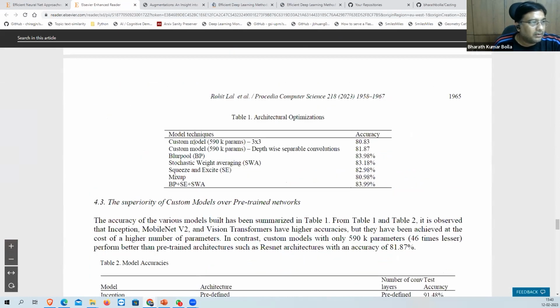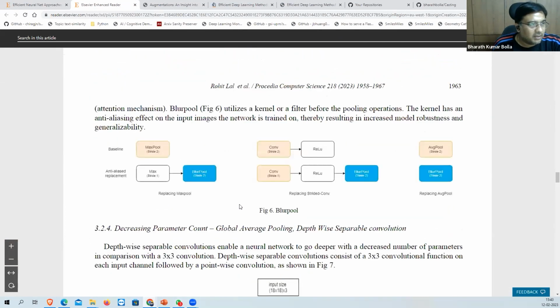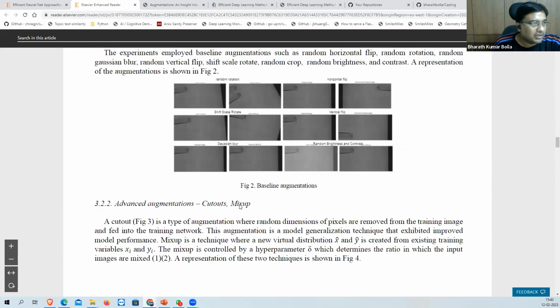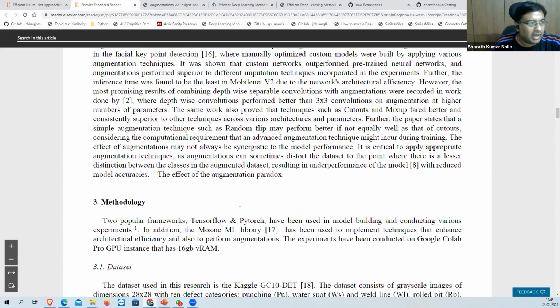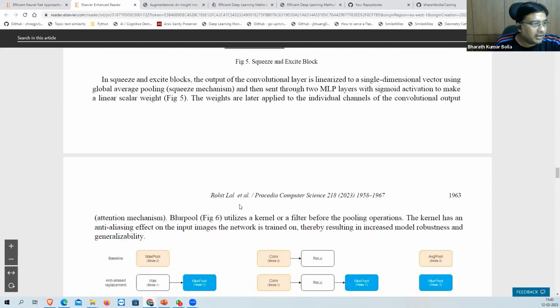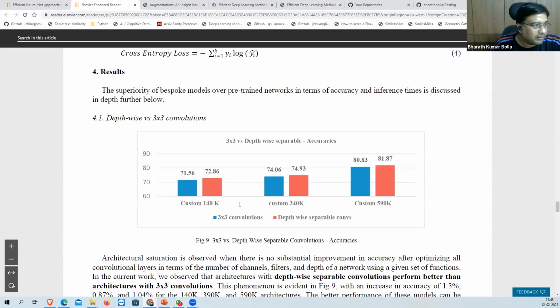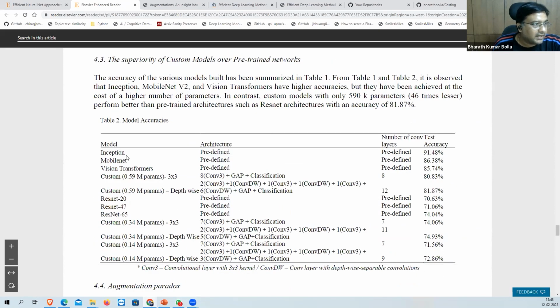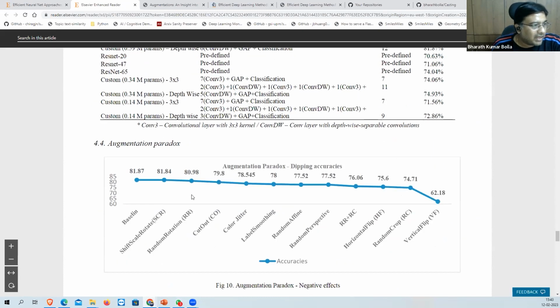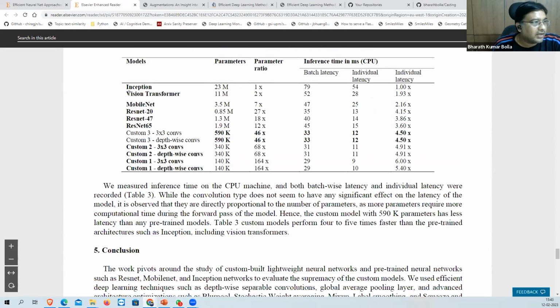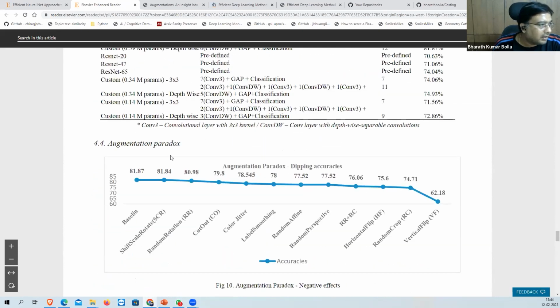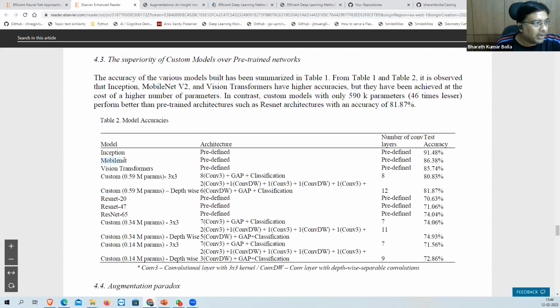Okay, so our custom model, when we compared, you always need baselines. So what we did was we compared our models with some of the standard architectures such as MobileNet. You can see that we evaluated our models on these architectures. For example, for MobileNet, to detect the defects, we got an accuracy of 86.38%.